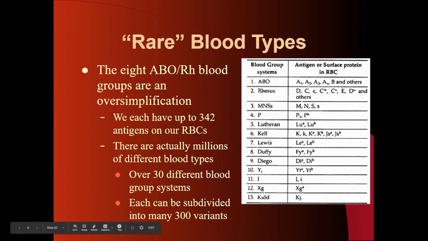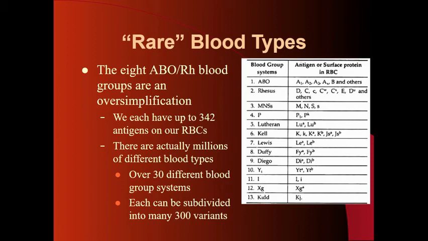There are some rare blood types, and when we talk about blood types in terms of the 8 ABO-RH blood types, that is an oversimplification.